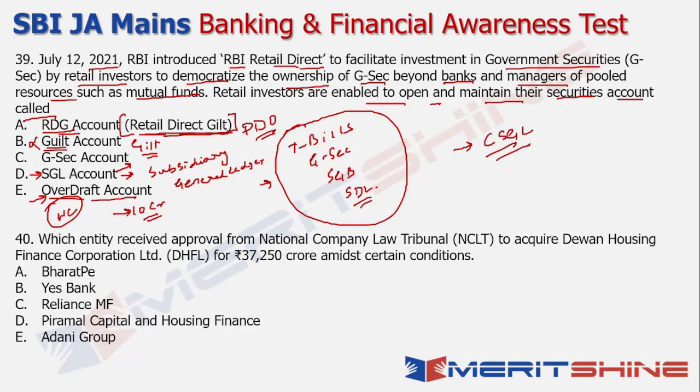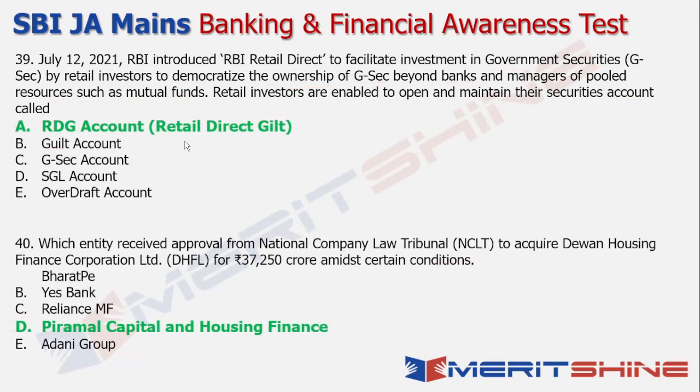So when you talk about the next question, which entity basically received approval from the NCLT, or the National Company Law Tribunal, to acquire Diwan Housing Finance Corporation Limited, DHFL, for 37,250 crore amidst certain conditions. So which was this entity? The entity in this case happens to be Piramal Capital and Housing Finance, basically a subsidiary company of Piramal Enterprises, and that's the answer in this particular case, right? So when I look at the options here, RDG account, or the retail direct gilt account, and the Piramal Capital and Housing Finance happen to be the answers to these two questions.